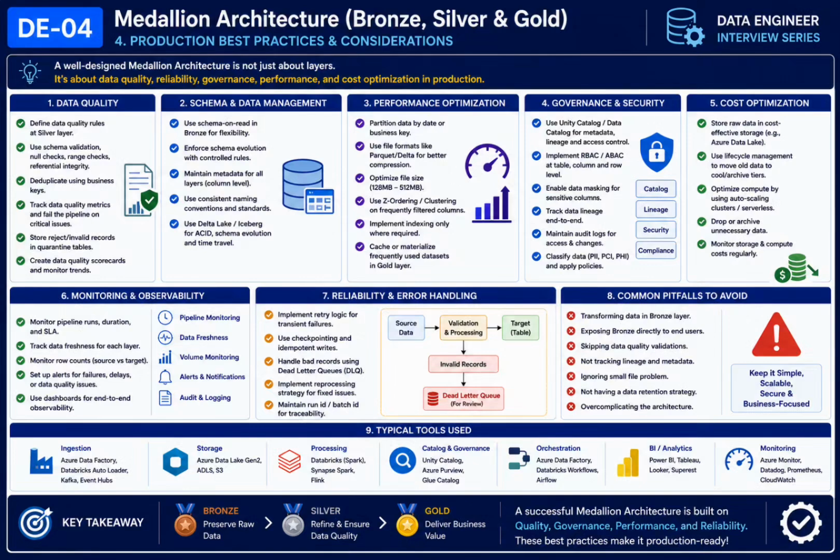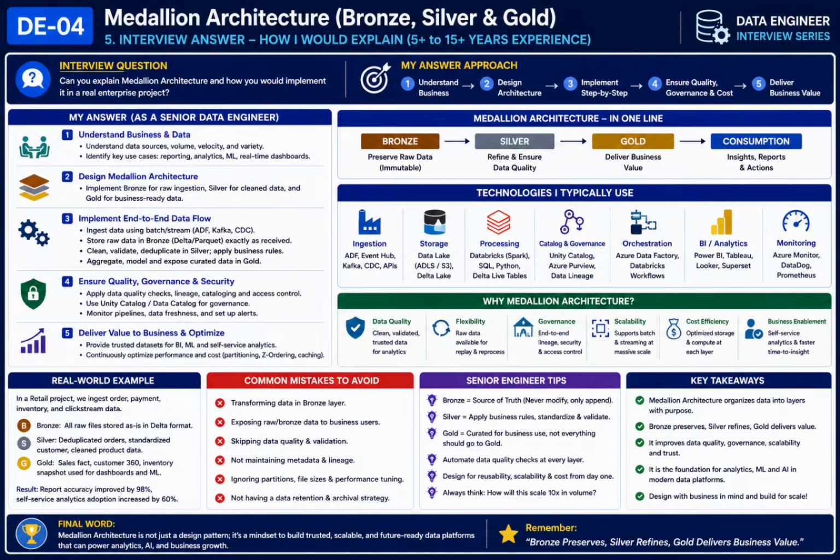One common mistake we often see is transforming data directly in bronze. Bronze should always preserve the original data. Another mistake is allowing business users to access bronze directly. Only trusted gold data sets should be exposed for reporting. So if we are in an interview, the interviewer can ask, can you explain Medallion architecture?